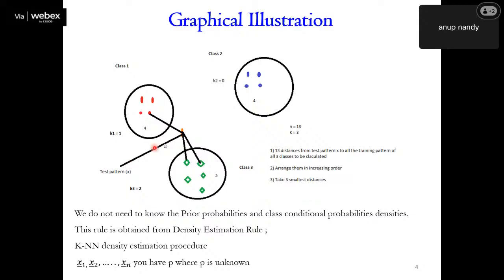As you can see in this diagonal, this is my test pattern x. My test pattern belongs to here. Now I am going to choose k equal to 3. As you can see here, n is equal to 13 and k is equal to 3.